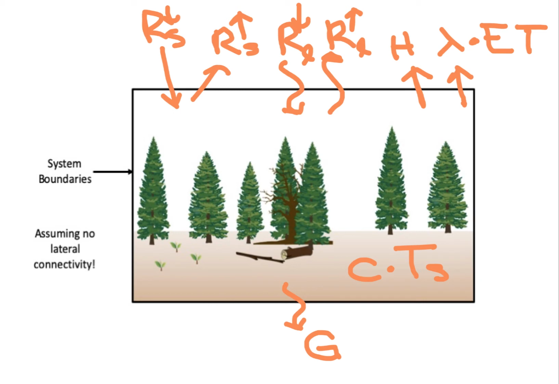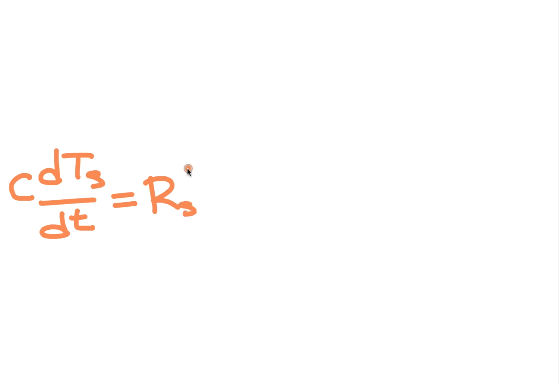Okay, so now let's go ahead and write down the budget equation that balances all these terms, and we will have the heat capacity of our system times the change in average soil temperature with respect to time. That is our storage variable, and it is balanced by, coming in, we have solar radiation coming from the sun.